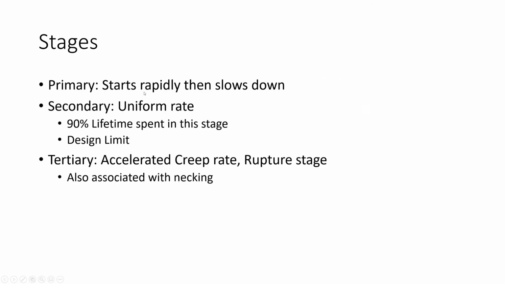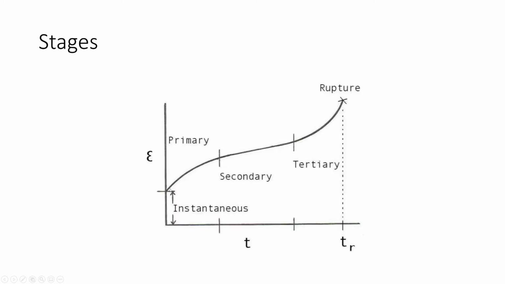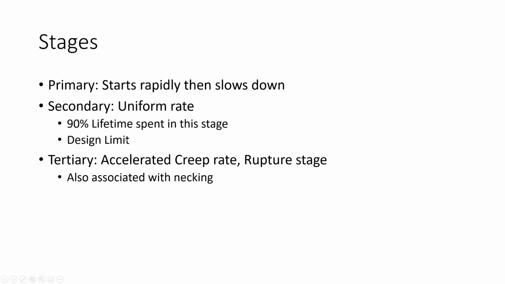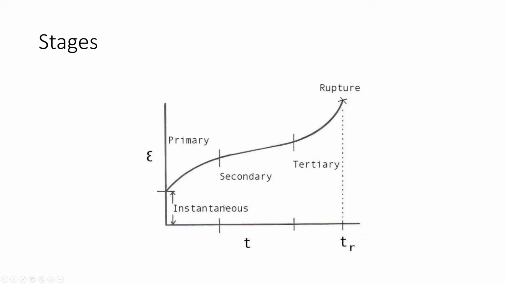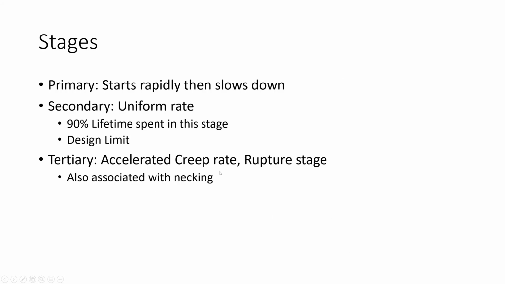What happens at primary is that it starts rapidly, as we can see here, with a rapid rate, but then it gradually slows down, and as it enters the secondary stage, it has a more uniform rate. The secondary stage is also where 90% of the lifetime of the creep phenomenon happens. The secondary stage is also where manufacturers should be limiting their designs. When they're stress testing their materials, they shouldn't exceed the secondary stage, because the tertiary stage is the rupture stage.